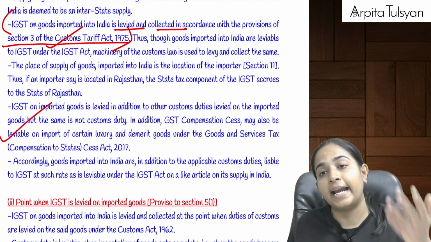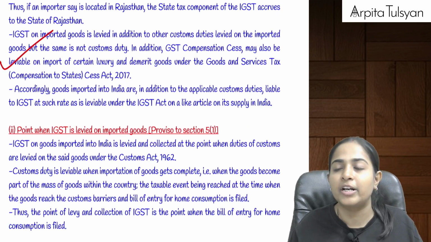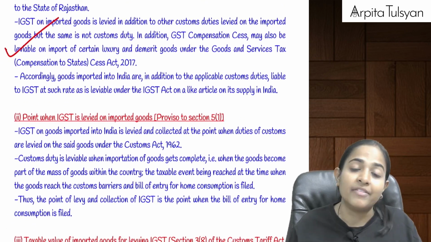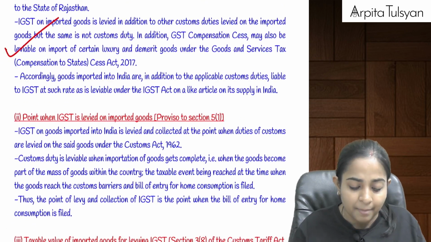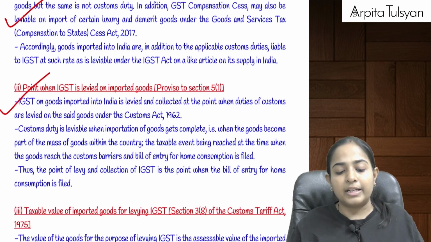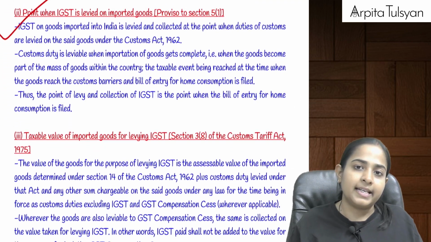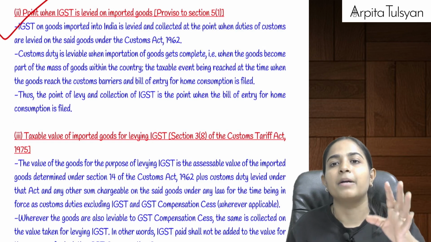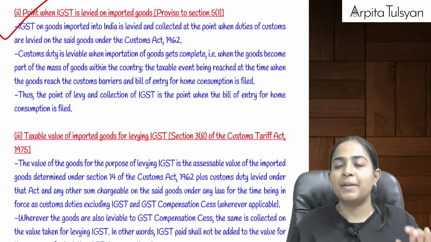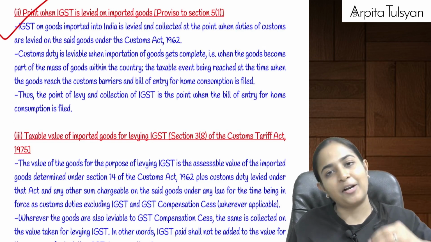And yes, in addition, if such goods are luxury goods or demerit goods, then on such goods even GST compensation cess will become applicable. Now the next thing, when are we supposed to pay this IGST? This IGST is required to be paid when customs duty becomes payable. Whenever customs duty becomes payable, at that time we are required to pay the IGST.